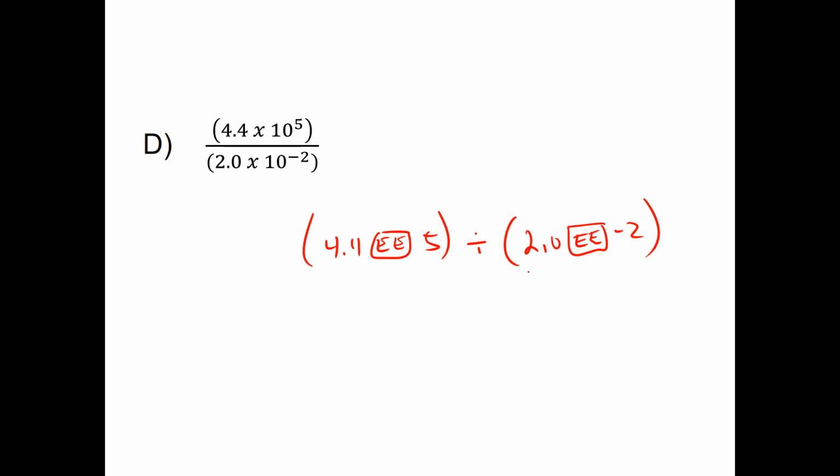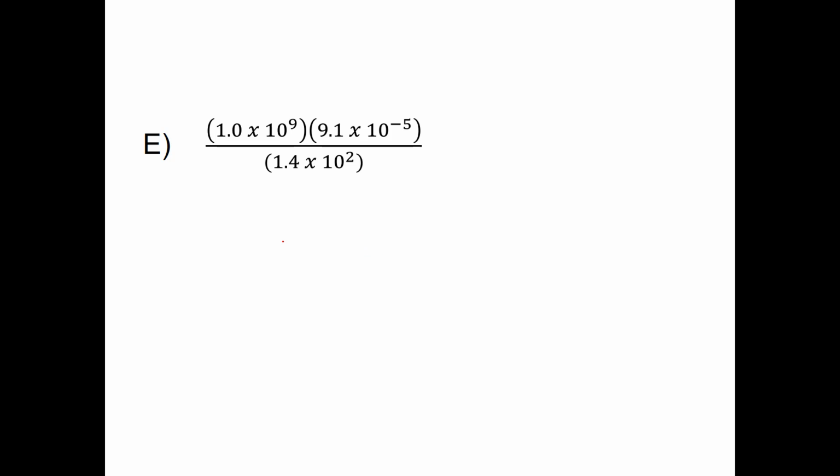Anytime you have a denominator, I'm always extra careful, extra cautious, so I like to put extra parentheses around it. 4.4 EE, exponent 5, divided by, and to be more careful, we'll keep that as one number, but you could always do this. Divided by, I'd put extra parentheses, 2.0, exponent, negative 2. So some calculators you can get away without the parentheses, other calculators you can't. And your answer here should be 650.